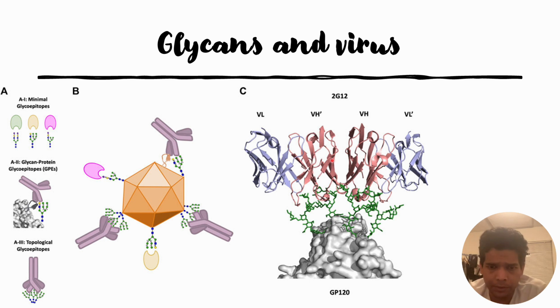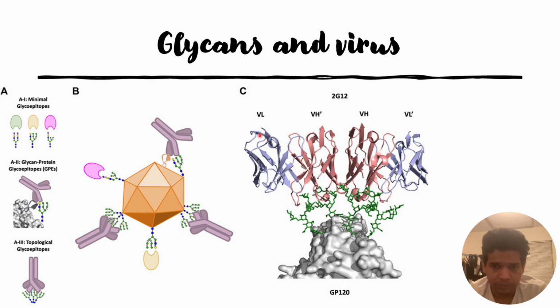The region shown in pink color is the variable heavy region, and the region shown in purple color is the variable light region. This monoclonal antibody is known as 2G12. So it can detect this GP120 glycoprotein with the help of these glycan interactions, or in other words, the interaction is based on topological glycoepitopes.